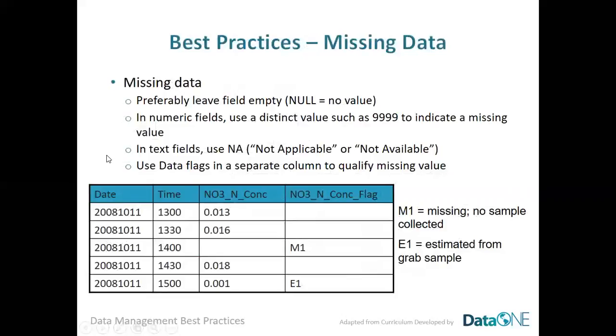And then if you have additional information you want to describe about a specific entry of the data, you can always add a data flag in a separate column, in which in this case you see that this M1 flag indicates that the data was missing and no sample was collected. And then if you have E1, in this case, you see that it was estimated.